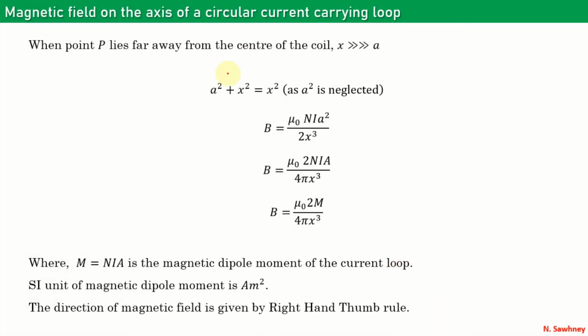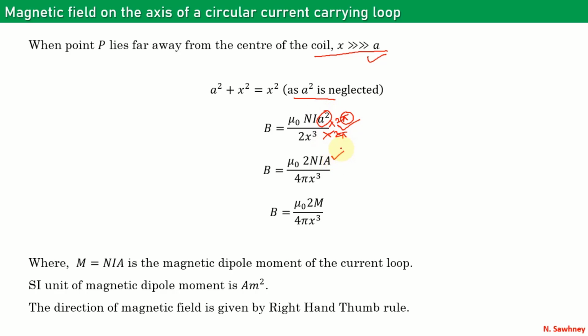Again, a special case: if the point P lies very far away from the coil, that is x is very large as compared to the radius of the circle, then in the denominator we can neglect a square, and we have obtained this equation, that is mu naught N I a square upon 2x cube. Now if we simply multiply the numerator by 2 pi and the denominator also by 2 pi, it will not make any difference. See, in the numerator it will become pi a square, that is the area.